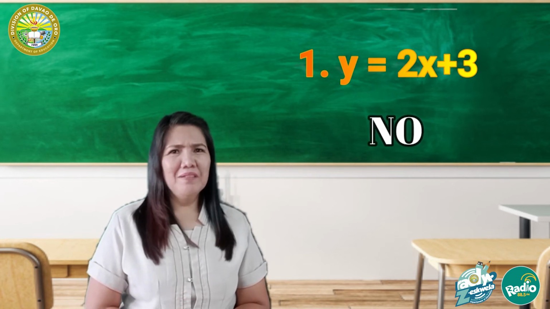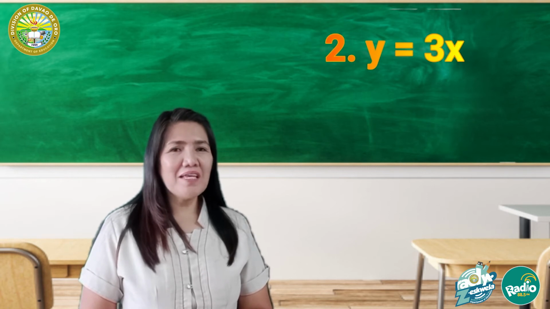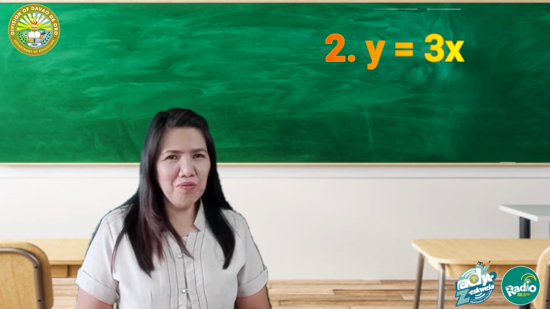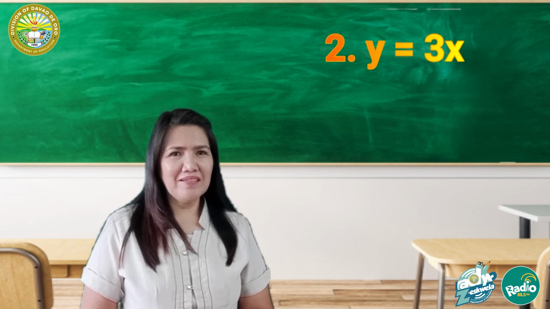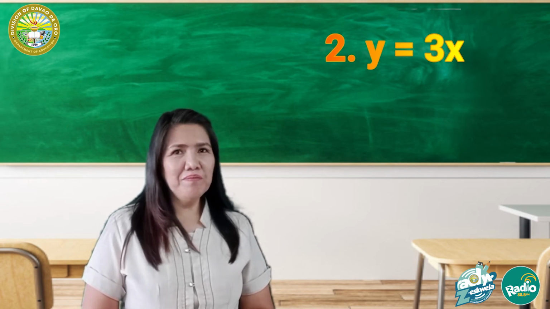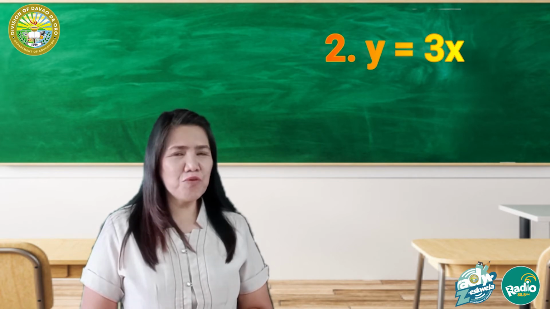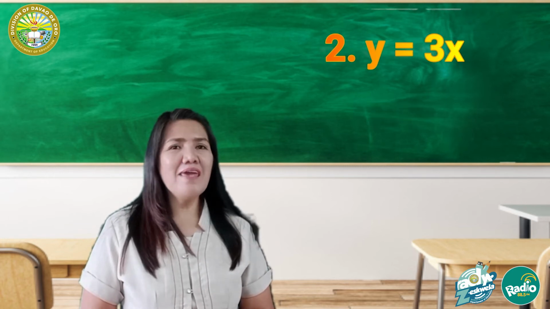Very good! Number 1 is no. Number 2, y equals 3x. Again, number 2, y equals 3x. Is it in the form y equals kx and shows a direct relationship? Very good! Number 2 is yes.